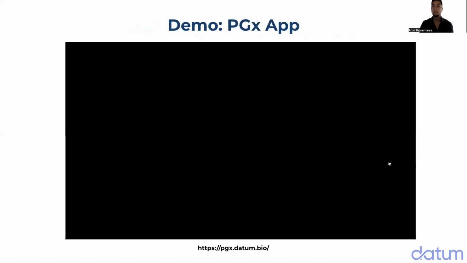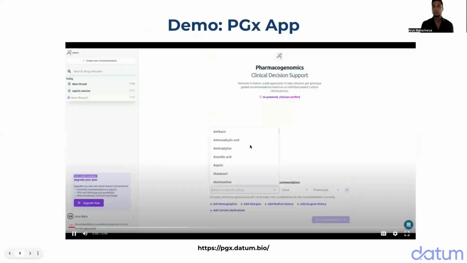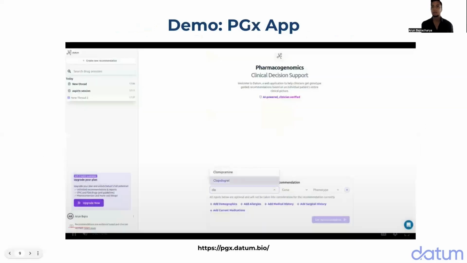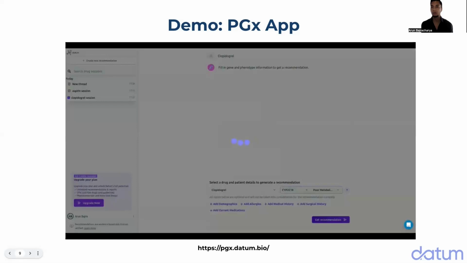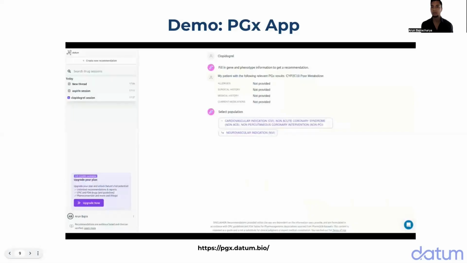So here's a quick demo of our pharmacogenomic clinical decision support system, which is designed specifically for clinicians and healthcare professionals. Users can select the drug they intend to prescribe and input the patient's genetic and phenotype information. The app then leverages our knowledge graph to generate a recommendation drawing from validated and trusted guidelines.